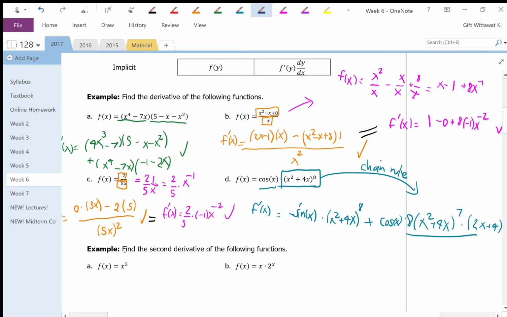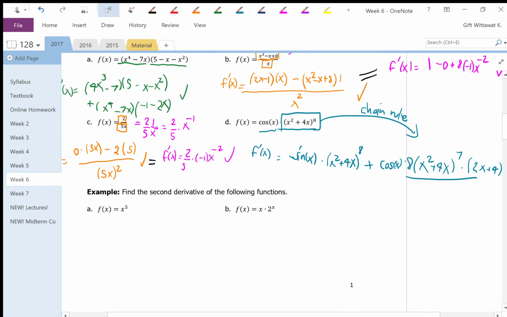So let's do the next example. If I have f of x equal to x to the fifth, you can easily find the derivative of this guy. That's going to be just 5x to the 4.